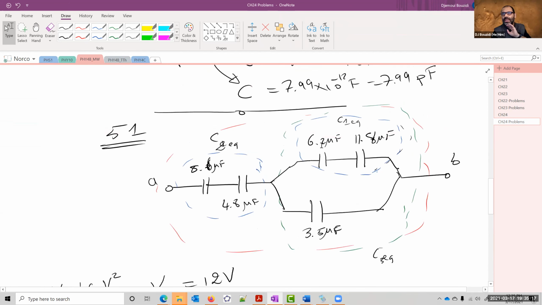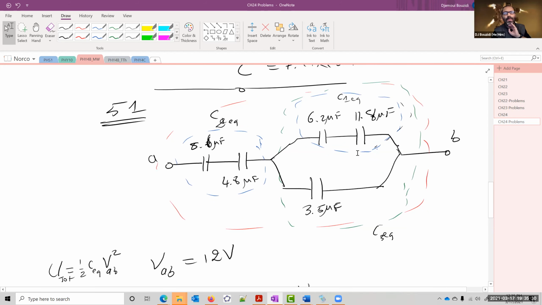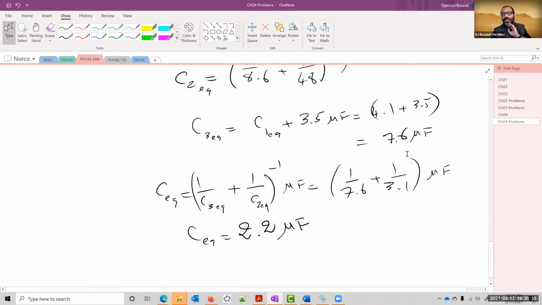These two, since they are in series, 6.2 and 11.8, the answer must be less than the smallest, which is 6.2. And the answer is sure enough 4.1. So that makes sense. The 4.1 now and the 3.5, the answer should be more than the largest of the two, which is the 4.1. And sure enough, that was 7.6. But the final answer in here, you cannot compare it to all of the capacitances in there because the circuit now is all over the place. So make sure you pay attention to that, okay?